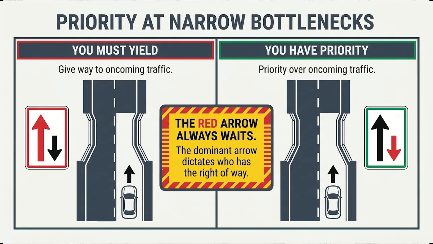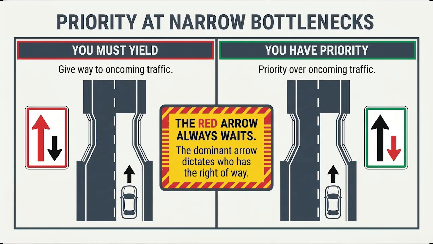Okay, picture this scenario. You're approaching a narrow bridge or a bottleneck where only one car can pass. Who goes first? I want you to burn this golden rule into your memory. The red arrow always waits. If your direction of travel is represented by the red arrow, you must yield, period. But if your arrow is the larger, dominant white or black arrow, you have priority over the oncoming traffic. Simple as that. The red arrow always waits.